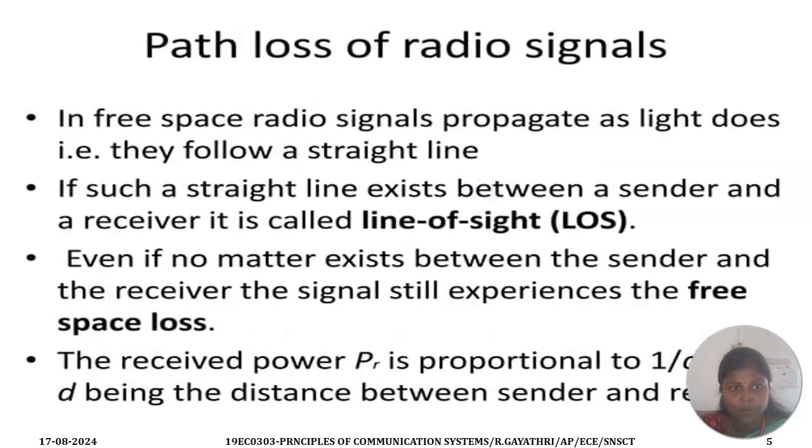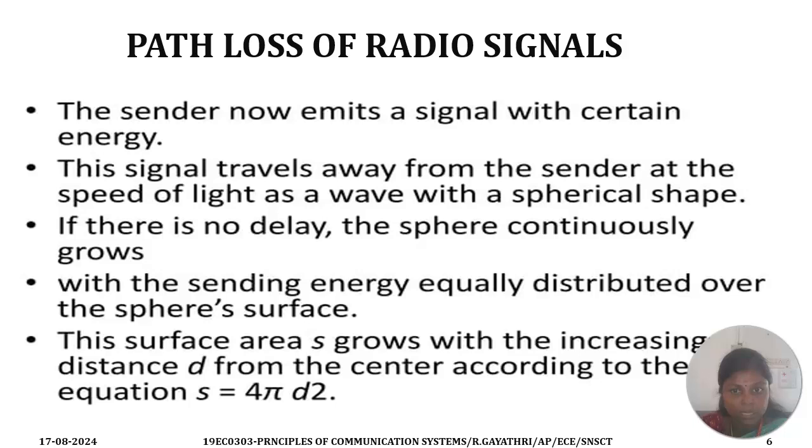Then coming to the path loss of radio signals. In free space, radio signals propagate as light does. That is, they follow a straight line. That is, line of sight propagation will be followed. If such a straight line exists between the sender and receiver, it is called line of sight. If no matter exists between the sender and receiver, the signal still experiences the free space loss. The received power PR is proportional to 1 by d square, with d being the distance between the sender and receiver. The sender emits the signal with a certain energy. The signal travels away from the sender at the speed of light in a spherical shape. If there is no delay, the sphere continuously grows, with the sending energy equally distributed over the sphere's surface. This surface area S grows with the increasing distance d from the center; for a sphere of radius d, S is equal to 4 pi d square.